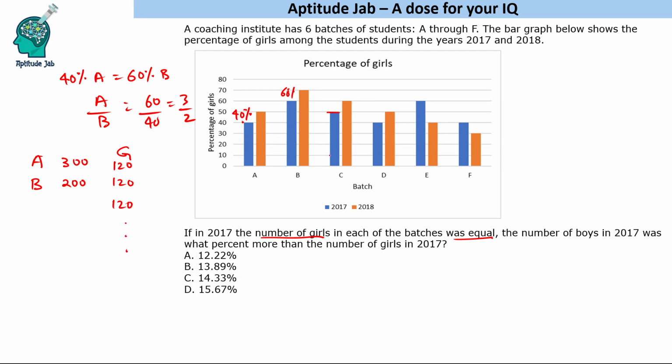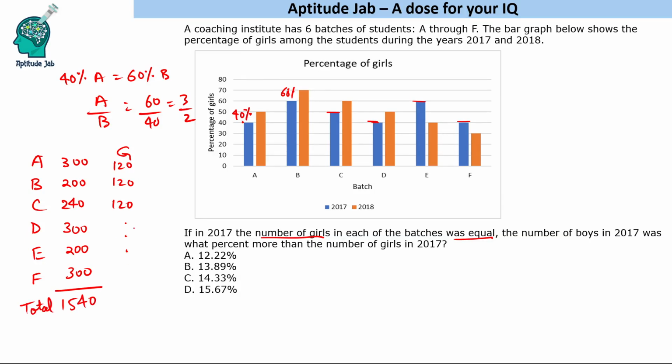Now C has 50%, right? 50% boys. So C will have the number of students 240. D is 40%. So again 300 students. E has 60%, so 200 students, and F has 40%, so 300 students. Okay, so what is the total number of students in the 6 batches? That is 300, 200, 240, 300, 200, 300, so 1540.